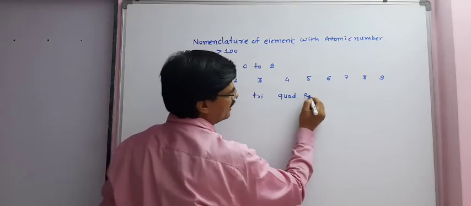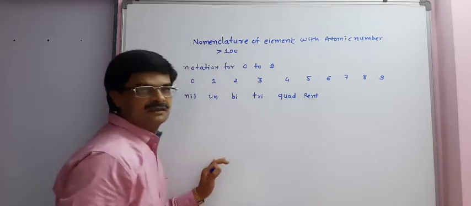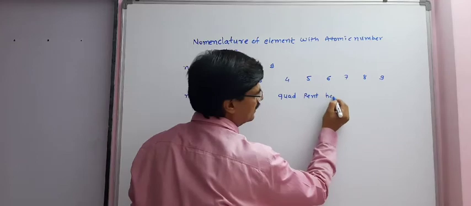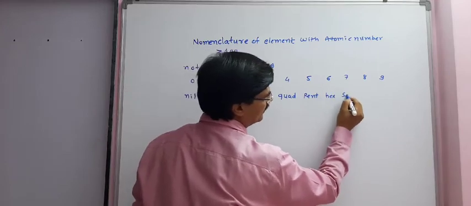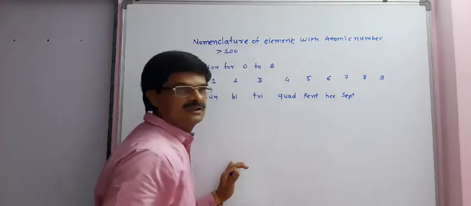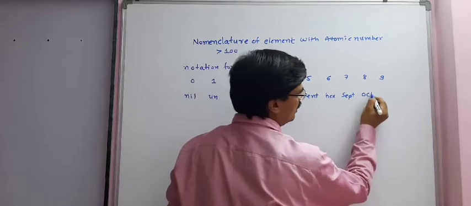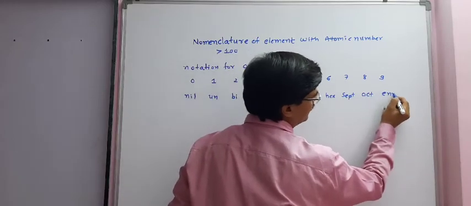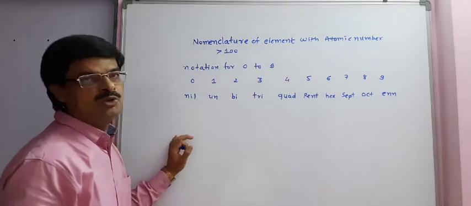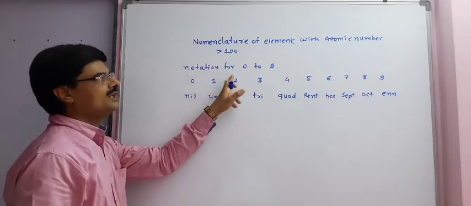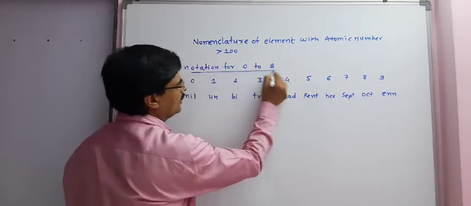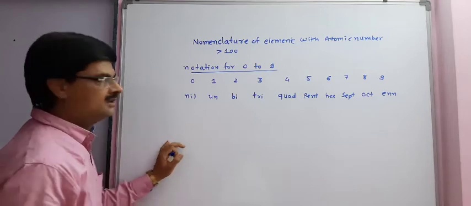5 is pent. 6 is hex. 7 is sept. 8 is oct. And for 9 it is enn. These are the notation utilized for 0 to 9 digits.